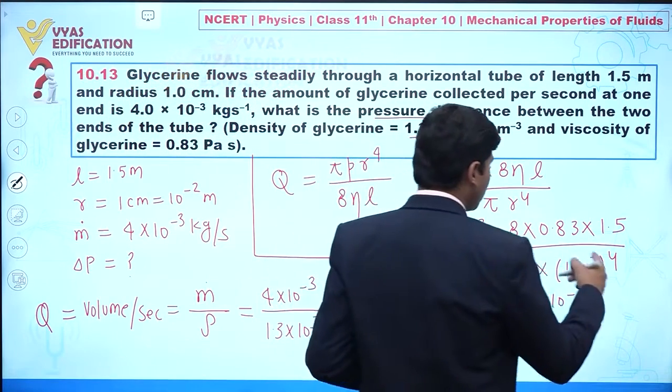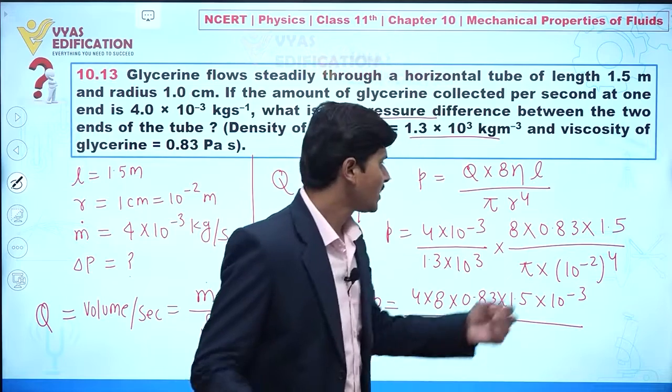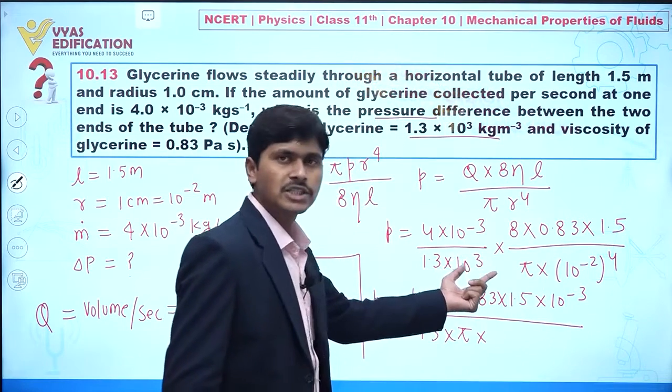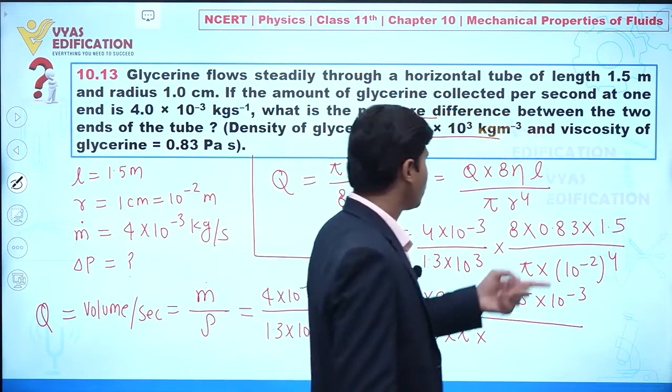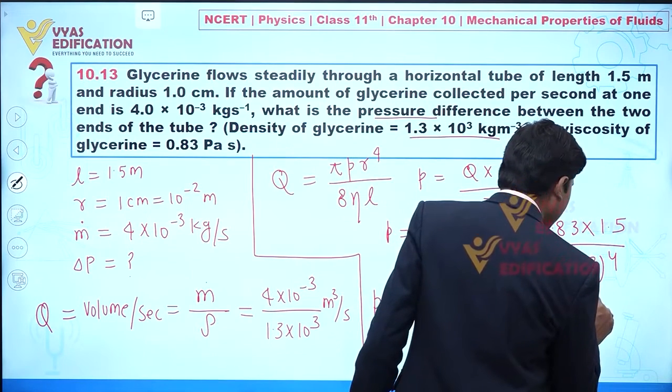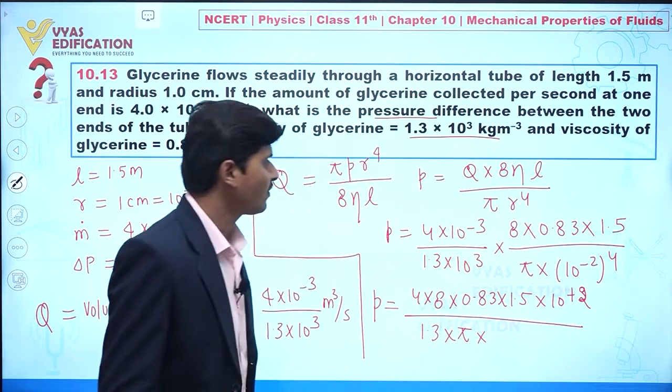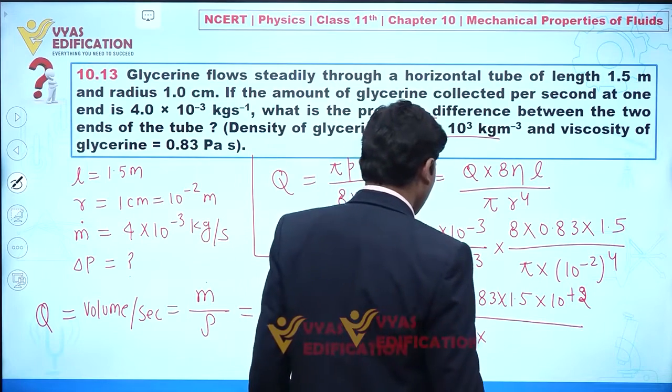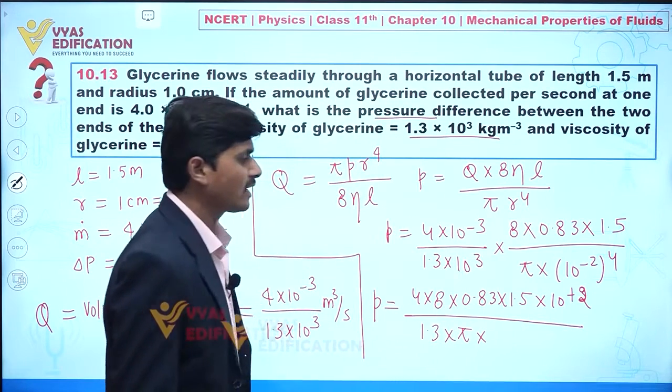When it goes to, again I am saying 10 to the power minus 8, this is 10 to the power minus 5, and when it goes to the numerator, I can say here we are getting 10 to the power plus 2. Clear to everyone? Done. So now we have to just simplify and we can get our answer.